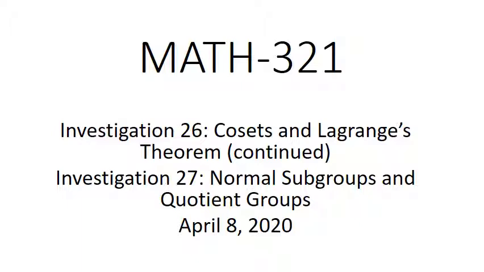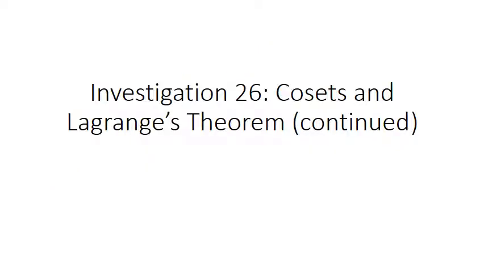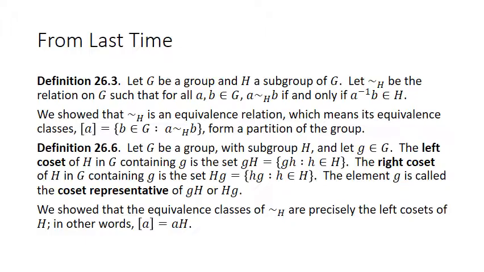So today we're going to finish up Investigation 26 and we're going to get started on Investigation 27. So let's finish up with Investigation 26 first. This was about cosets and Lagrange's theorem. So here's what we learned last time, the main points.